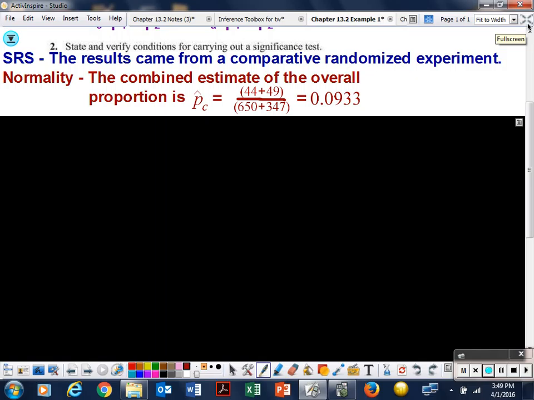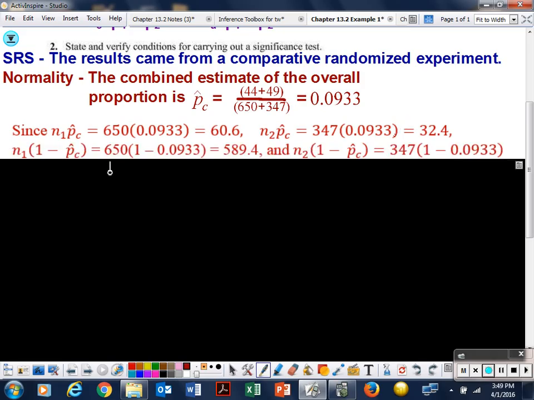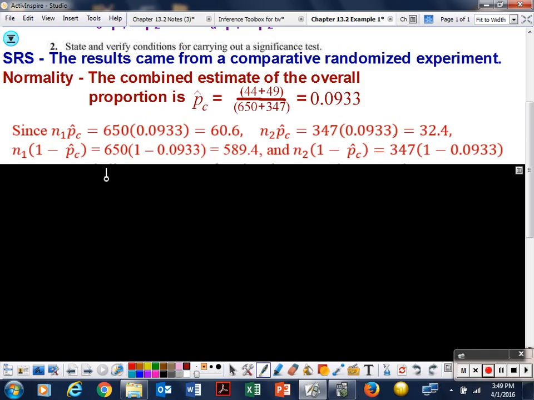Now, I have to go through all of the math to verify. So here it is. First, the first sample times the combined proportion, that would be the 650 times the 0.0933, that gives me 60.6. Now I'm taking the second sample size times the combined proportion. So that would be the 347 times the 0.0933, and we get 32.4. Now I'm going to do the complement of both.